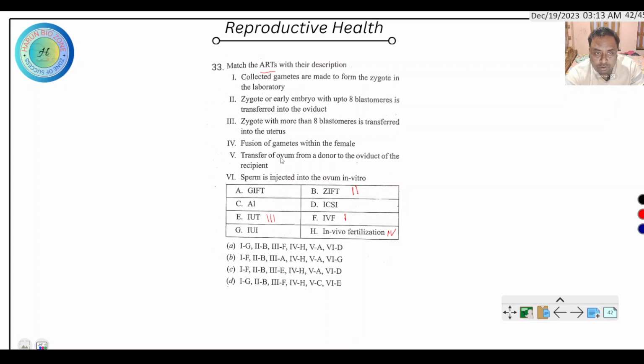Transfer of ovum, not ovum, this is sperm. That is AI, that is 5. Sperm is injected into the ovum in vitro, ICSI, 6. Okay, so 1 is F, 2 is GIFT, 3 is IUT, that is E. This is C, the correct option.